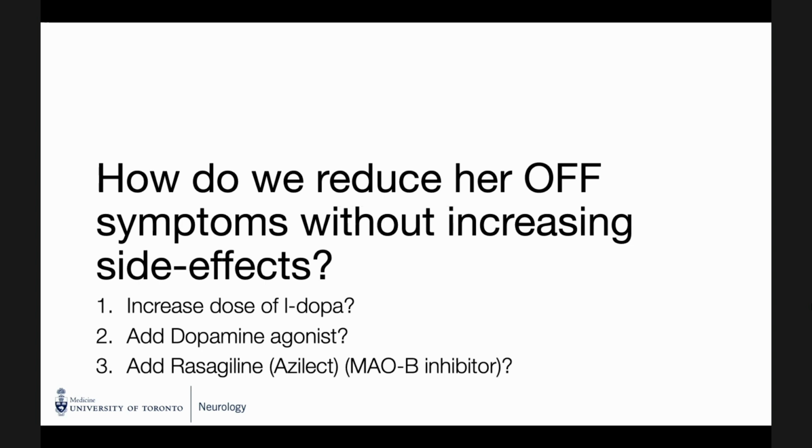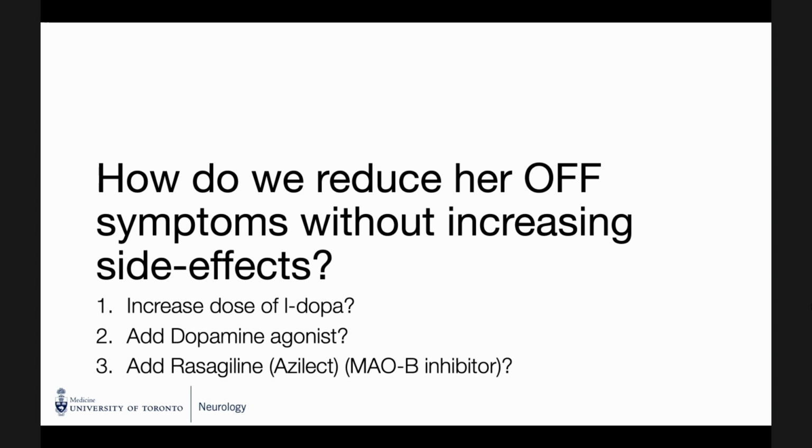So then we were challenged with, well, what are we going to do to reduce these off symptoms without increasing side effects? Because as you all know, for everything we do, there's a cost. By just increasing the dose of levodopa, we put her at risk for increased hallucinations as well as more dyskinesia and further drop in her blood pressure. Dopamine agonists, things like Neupro, Mirapex, these are all medications that again have a significant side effect profile. In this lady, they were not appropriate. They increase hallucinations, drop blood pressure, cause nausea.